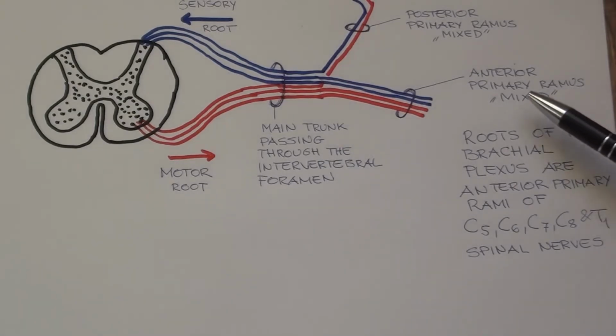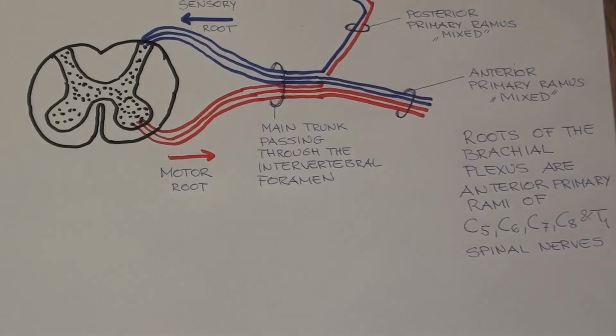And as the anterior primary ramus is heading towards the rest of the body, we have to make here a little bit of a temporary stop and to confirm one of the important things that will require us to apply directly onto brachial plexus.